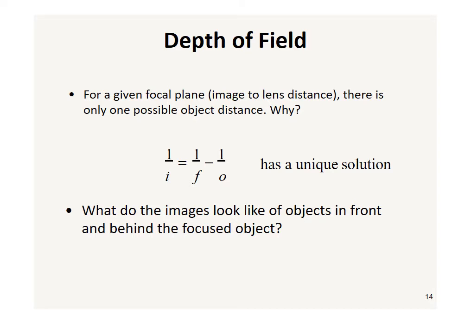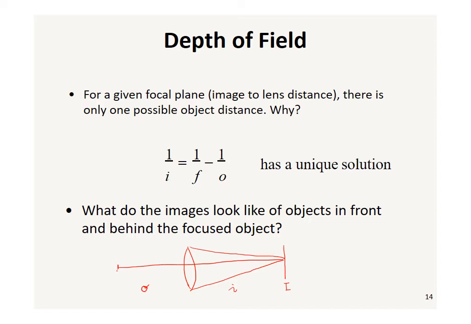Okay, so depth of field comes about, it's purely geometrical, when we have a system with, say, a lens and an image plane that is a fixed distance I. Now we know if we have only one I, then there is only one possible O distance where you can place your object and have the rays nicely focus and converge onto the image plane I.